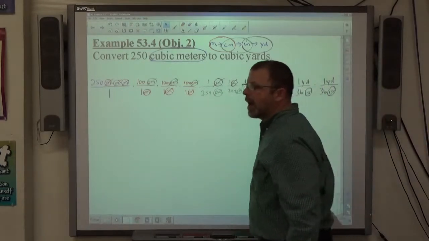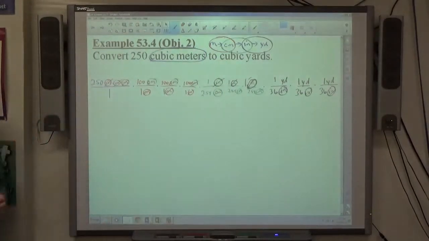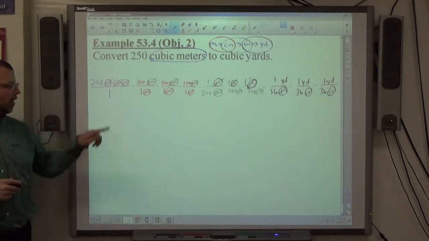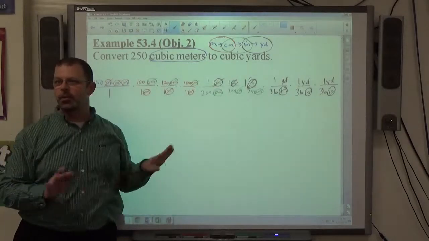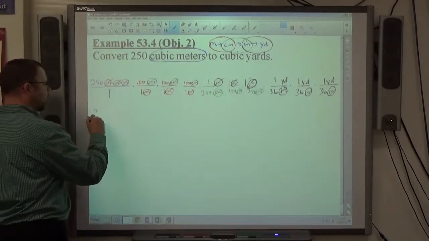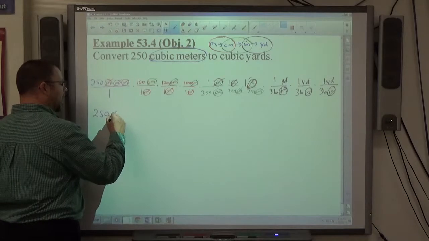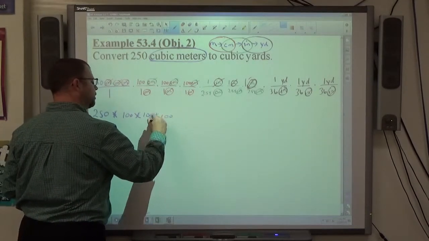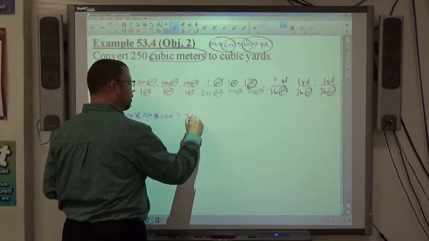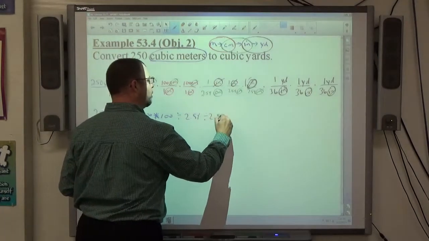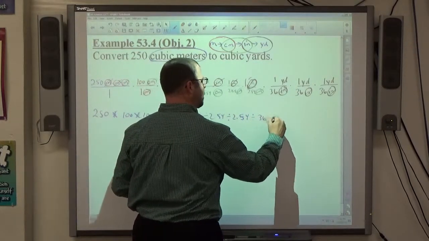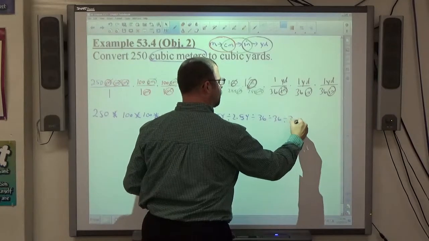Looking at the numbers I have, I want to type all this in my calculator, and there's a specific way you do this. It's real simple. Everything on top is a multiplication, everything on the bottom is a division. Ones don't matter. Divided by 1 does nothing, times 1 does nothing, so ignore the ones. Just deal with the non-1 numbers. So 250 times 100 times 100 times 100 divided by 2.54 divided by 2.54 divided by 2.54 divided by 36 divided by 36 divided by 36.